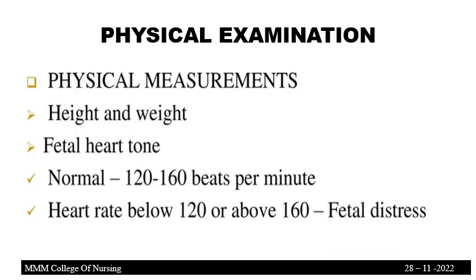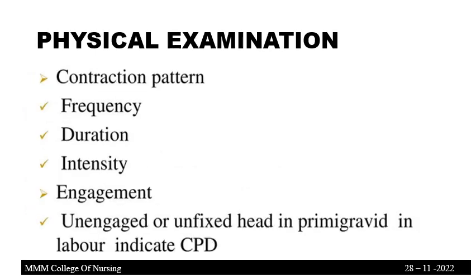Next physical examination is the height and weight. You have to calculate the BMI, and check fetal heart sounds, whether present or not. If it is present, you have to note it down, how many beats per minute. So a heart rate below 120 or above 160, we call it fetal distress. In that case, you have to inform the physician.